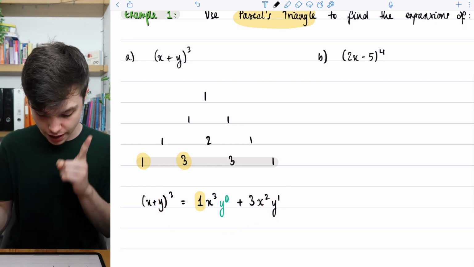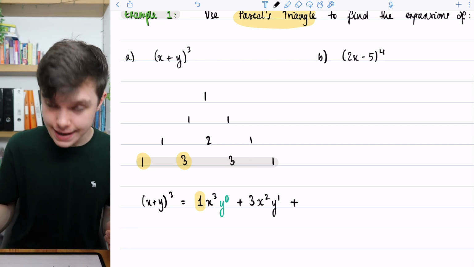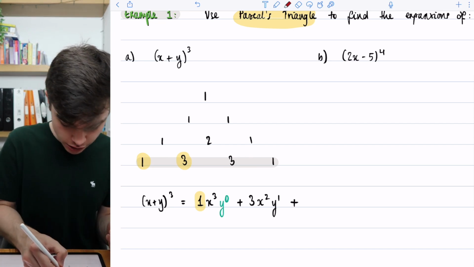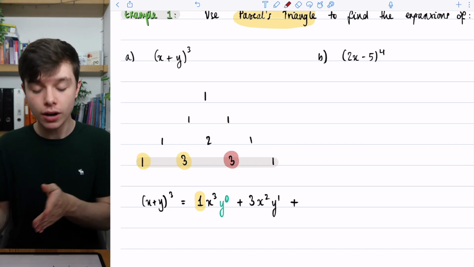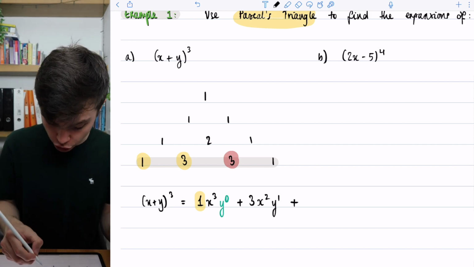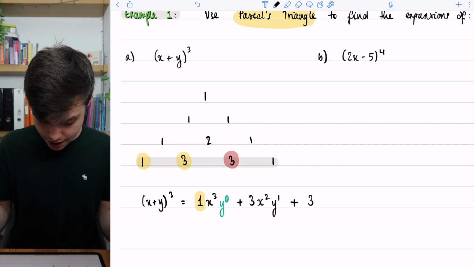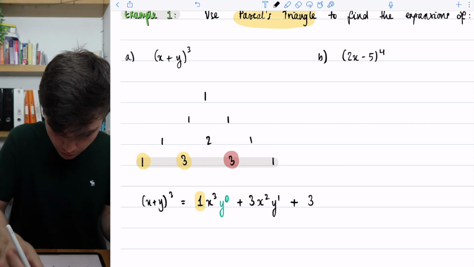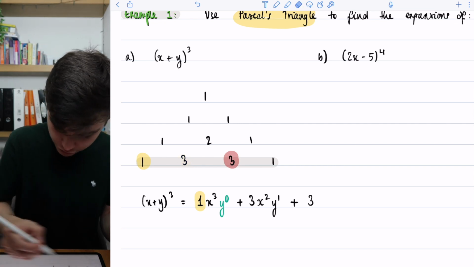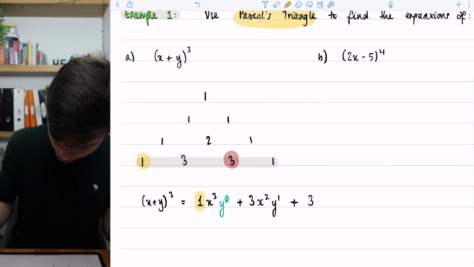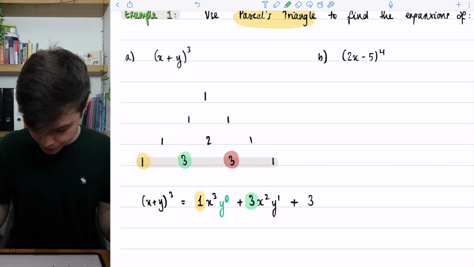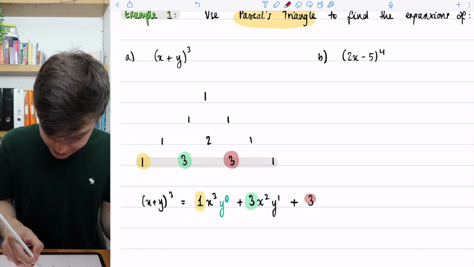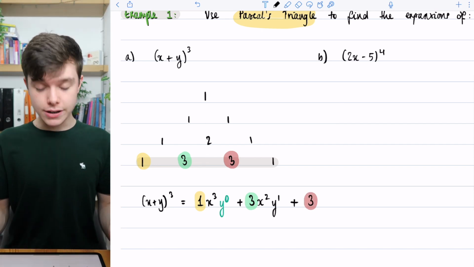Then we are going to add the next term, and the coefficient is going to still be a 3 because that's the third term along our row. So we're going to have plus 3, okay? And I'm going to do that in a different colour. I'll do that in green, so I can highlight that there. So that is where the coefficient comes from, it's the red one, okay?